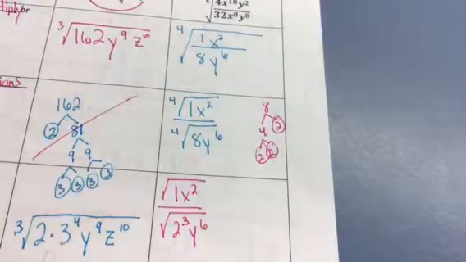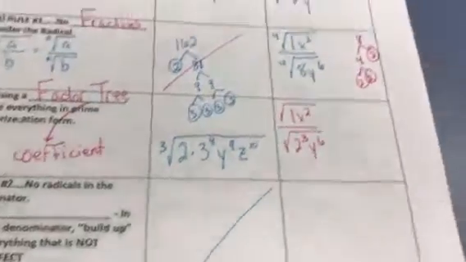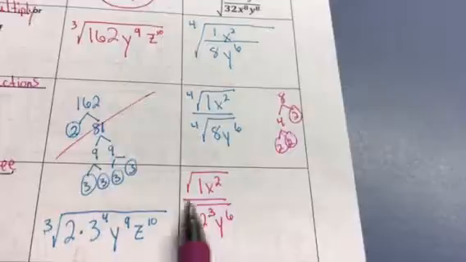So step number 3 is taken care of. I've not changed the problem. It's still worth the exact same amount. So now we're going to go to step number 4. And we have to deal with rule number 2, which says you cannot have a radical in the denominator. And I do. And we cannot have this.